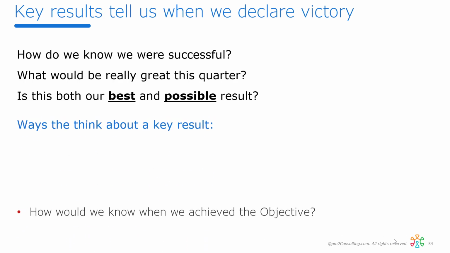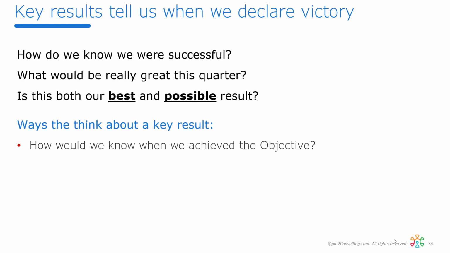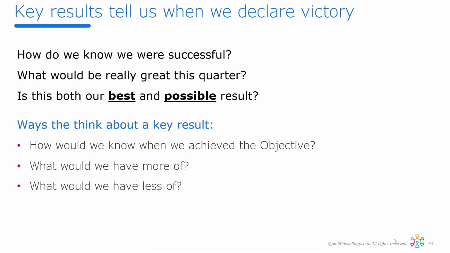So the ways to think about it are, how would we know when we've achieved the objective? Or what would we have more of? What would we have less of? And that will help us begin to write and identify those key results. Or, what we often say is, what would we use as proof if we bumped into someone in the hallway that we did a great job?